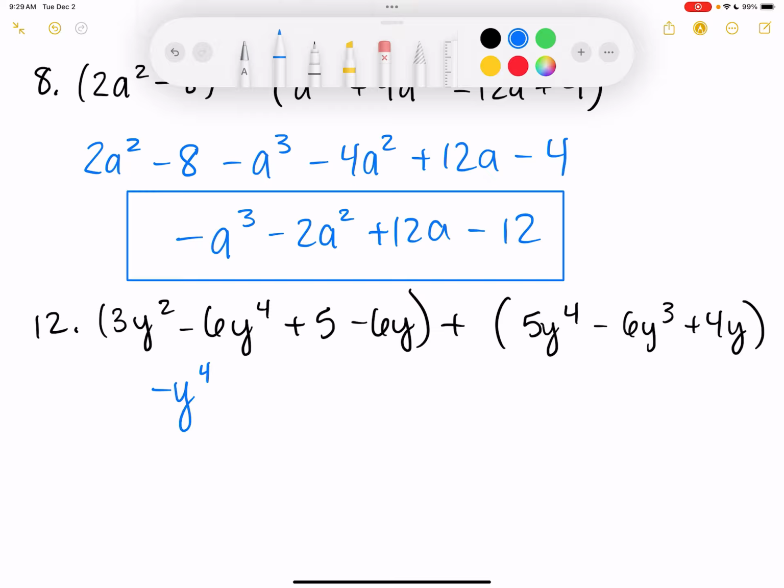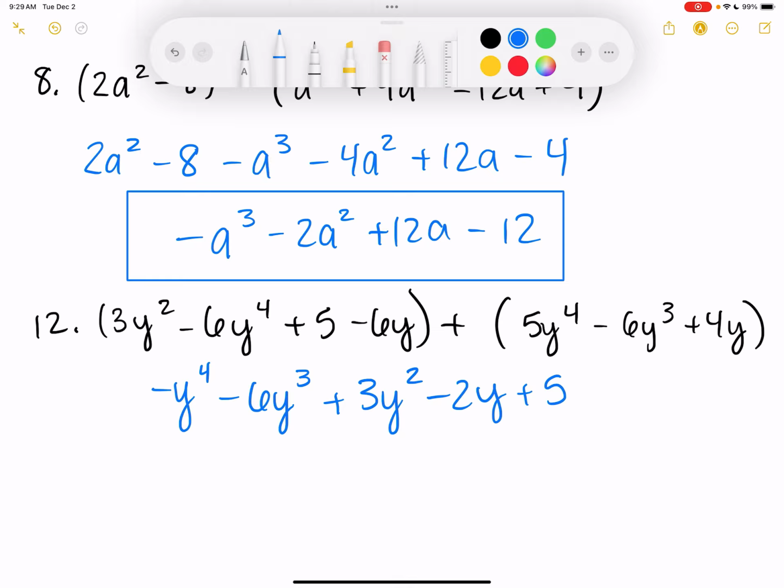And then y cubed, I don't have any in the first one, but I have negative 6y cubed in the second one. Y squared, I don't have any in the second one, but I do have one in the first one, so plus 3y squared. Just y terms, I have one in both, so I have negative 6y plus 4y is negative 2y. And then constant terms, I have one in the first one, but I don't have any in the second one, so just plus 5. Well, now we're done.